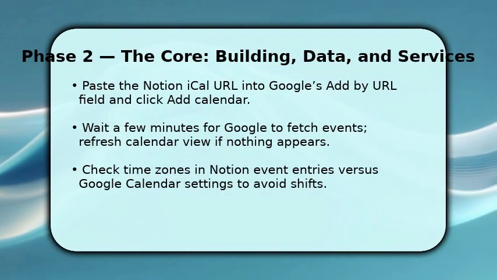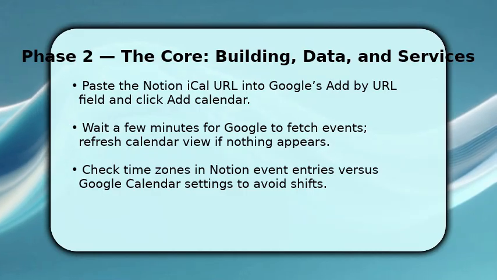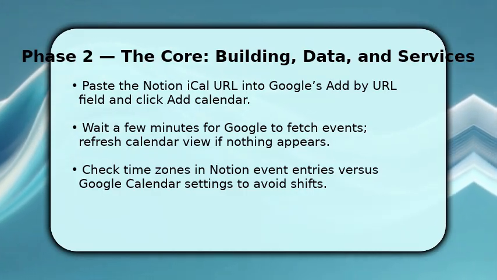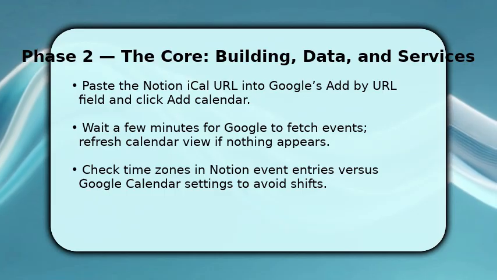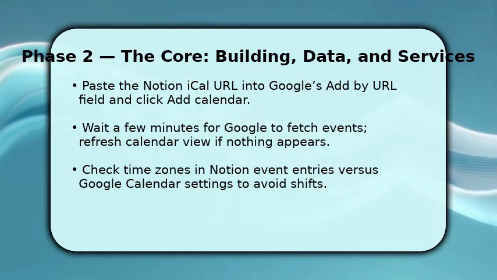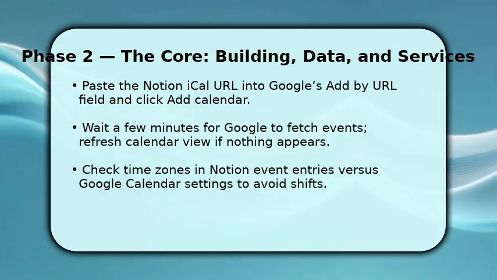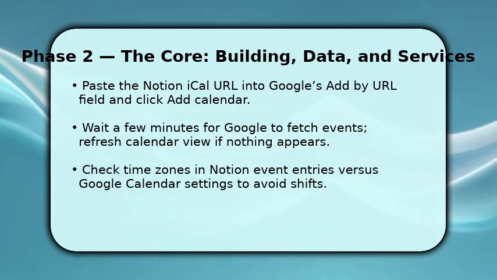This may take a few minutes. While waiting, verify your event time zones in Notion, because Notion exports in UTC sometimes, and Google may display shifted times if settings differ. Once Google imports events, scan several entries for completeness and recurring rules. Recurring events sometimes export differently, so confirm start/stop dates.